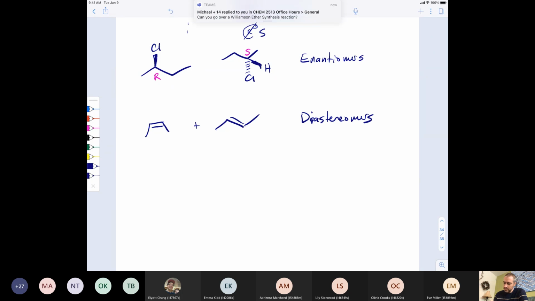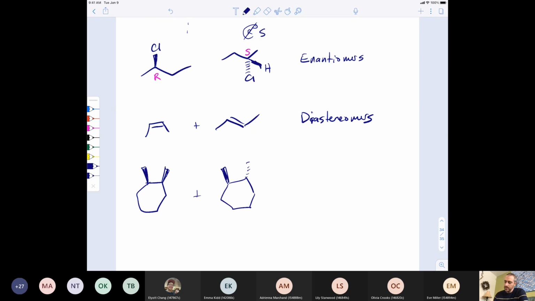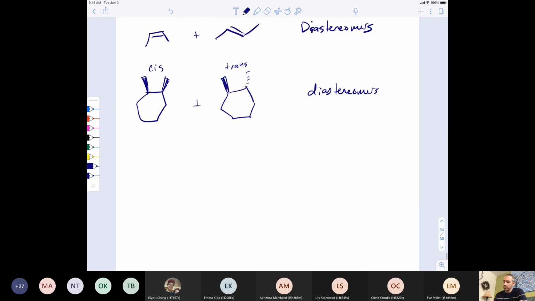Another easy one to see is if you have a dialkyl cyclohexane or something like that. We could say that these two are cis, these are trans. The hardest ones to see, though, in my opinion, are ones that are on an open chain.